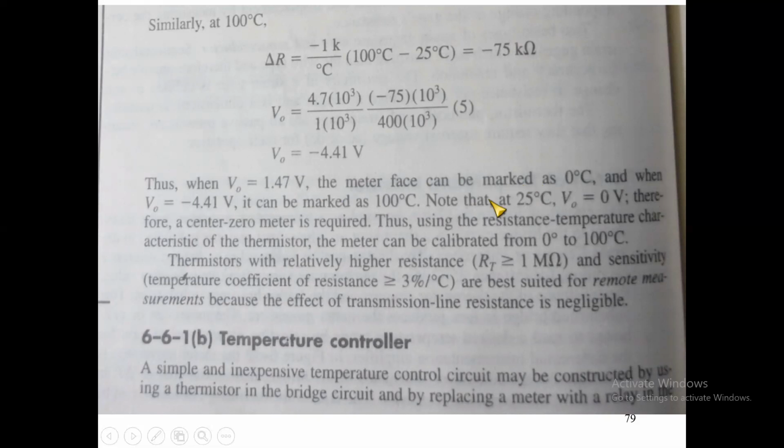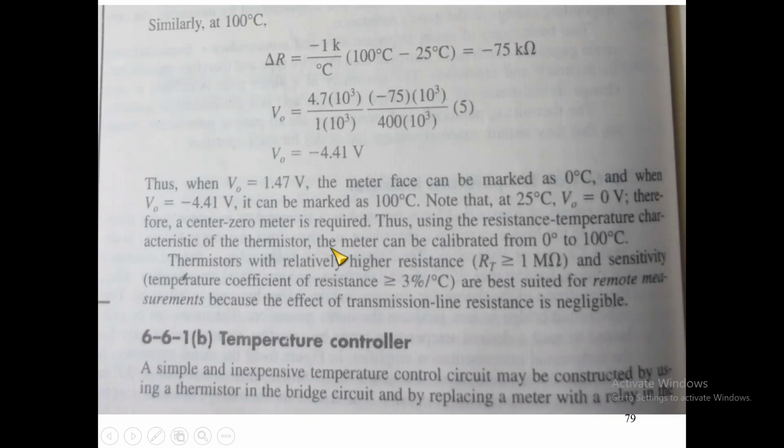Also, when we have 25 degrees centigrade, V naught is equal to 0. Therefore, a center zero meter is used, thus using the resistance temperature characteristic of a thermistor. The meter can be calibrated from 0 to 100 degrees centigrade.